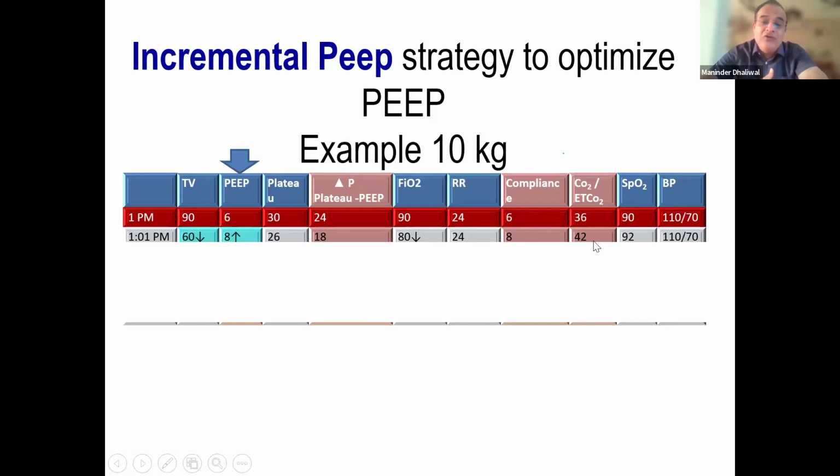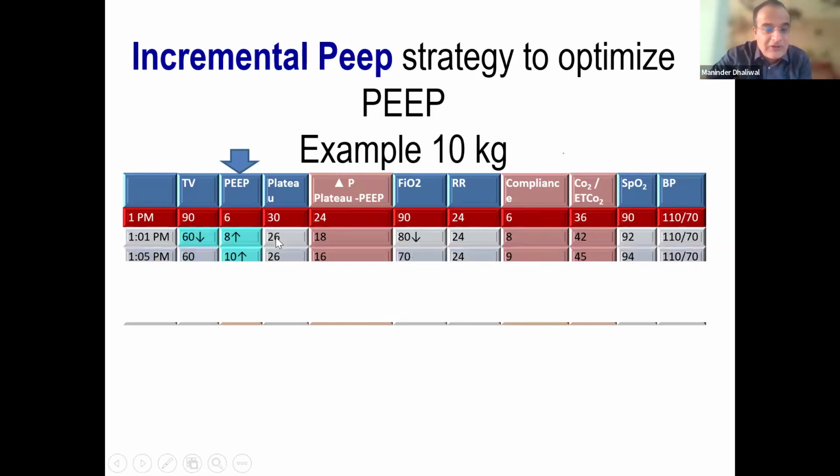Now this EtCO2 has gone up. Why? Because my tidal volume I have brought down. So when I decrease the tidal volume, it is expected that EtCO2 will increase. It does not mean my compliance has not improved. It does not mean we are doing something wrong. It is an expected phenomenon. And the saturation now is 92 and the blood pressure is stable. So what do I do further? Because I have now a plateau which is 26, I can go up to 30.